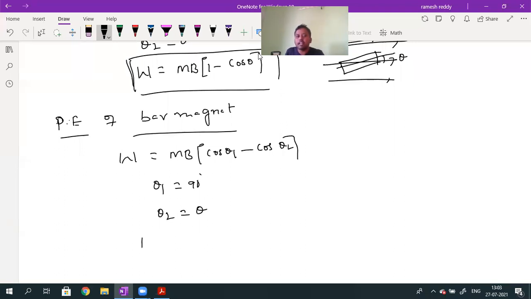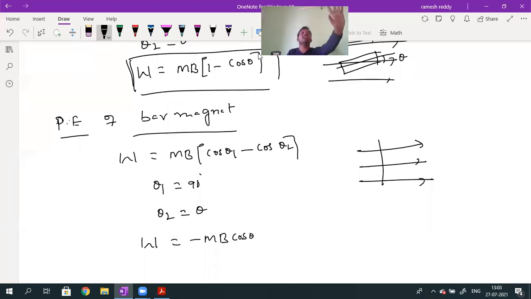So what happens to the work done? The work done will be equal to minus m into B into cos theta, because cos 90 value is 0. This is the expression for what? Work done. Initially, how was the bar magnet placed? The bar magnet was perpendicular to the external uniform magnetic field.